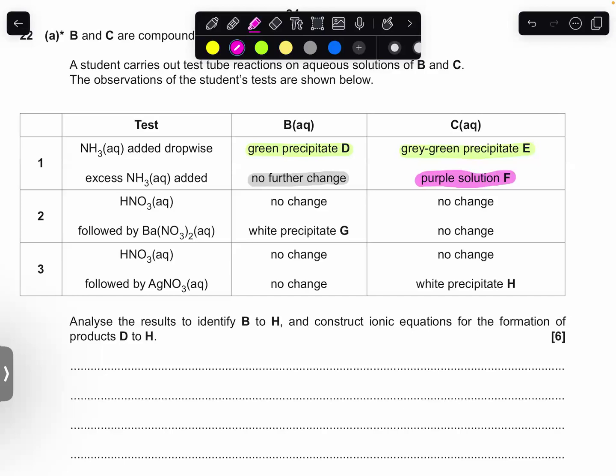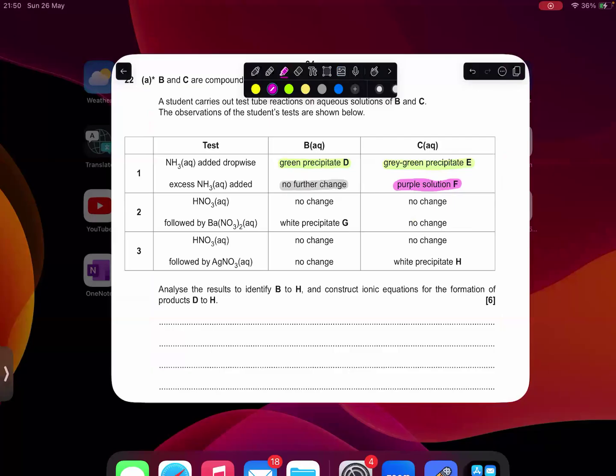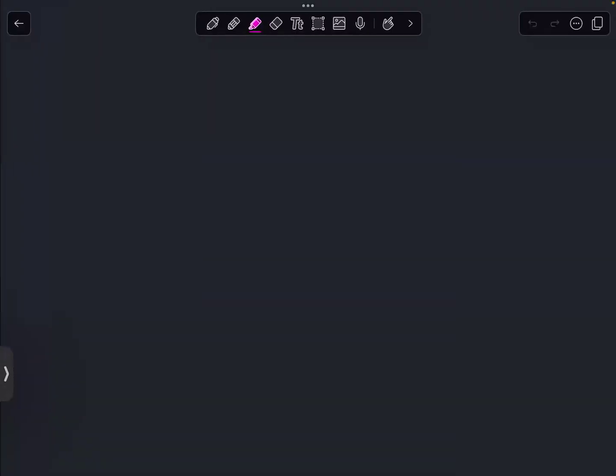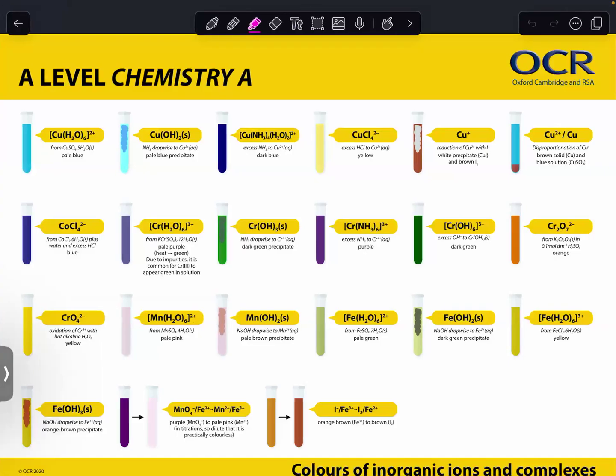Okay, now let's look at the green precipitate forming and the purple solution forming in excess ammonia. Let's look at the color chart that we've used before. So when we're adding ammonia and get a green precipitate, you're looking at a dark green precipitate.